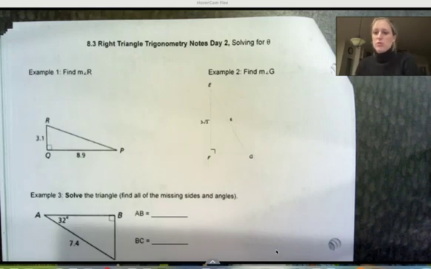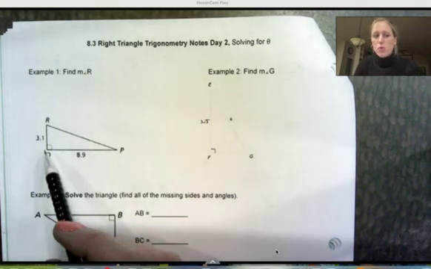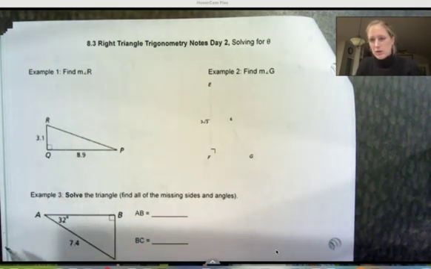We're going to continue learning more about right triangle trigonometry. Today we're going to look at how to use it to find a missing angle. So far we know that all angles in a triangle have to add to 180, but if I only know one of them, I'm not able to use the triangle sum theorem to find other ones. So we're going to use SOHCAHTOA.